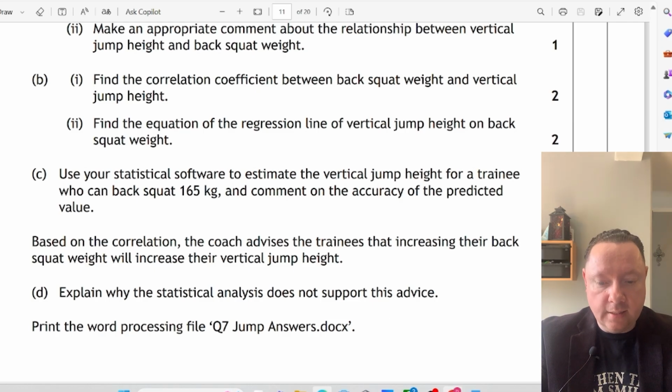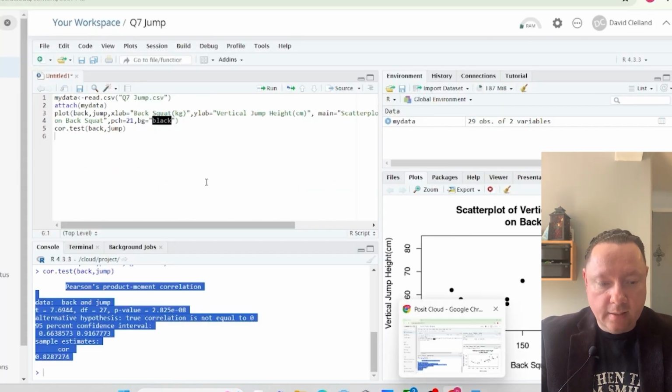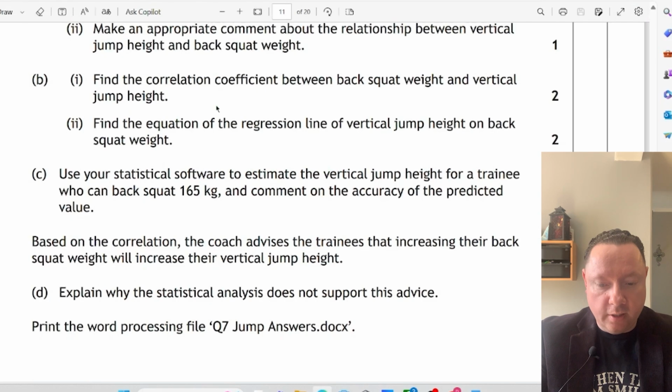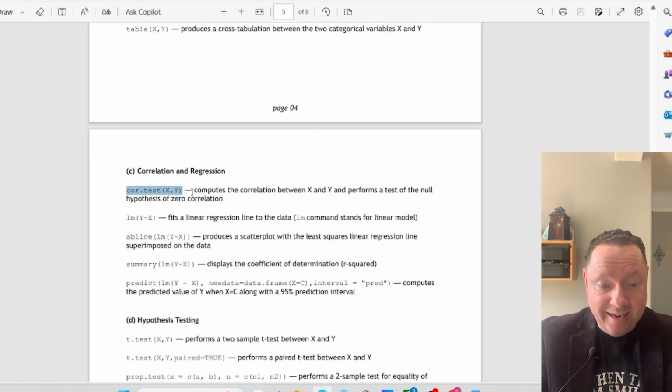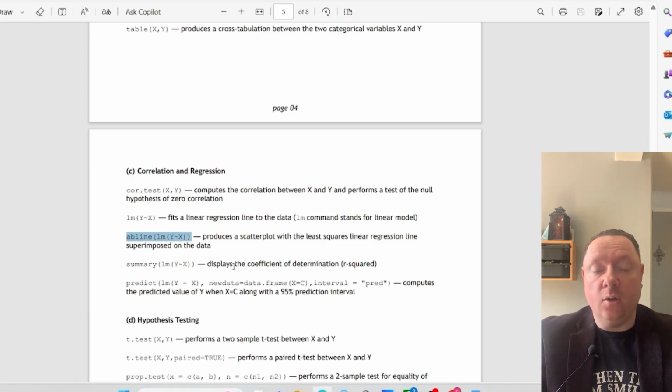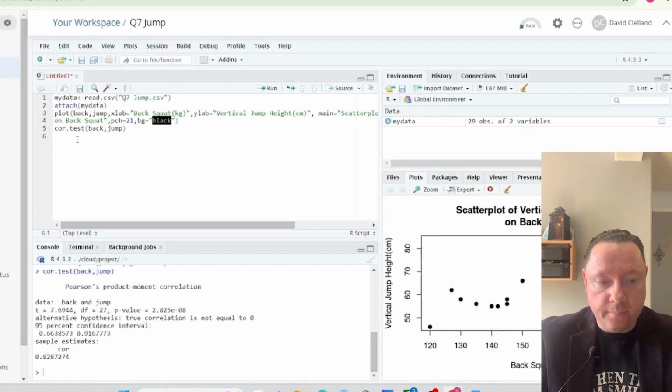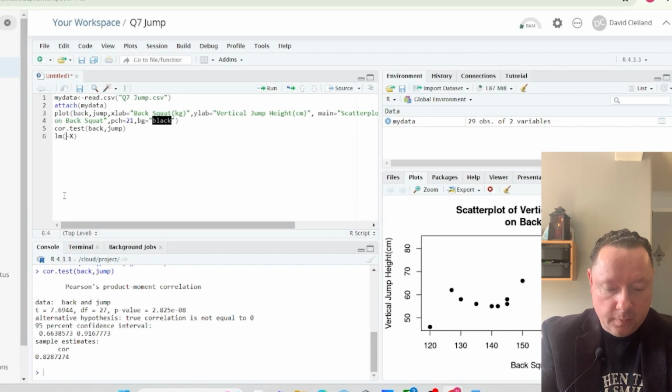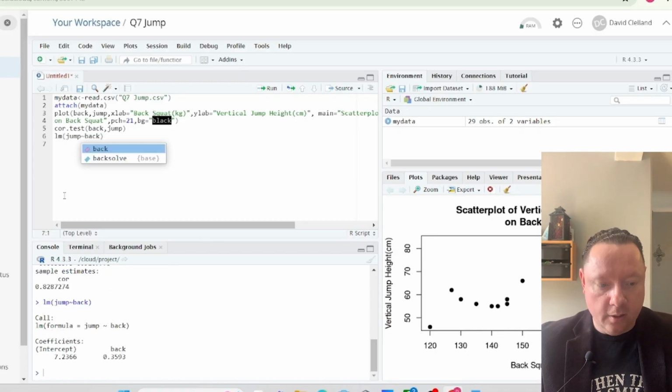Part 2, find the equation of the regression line of the vertical jump height on back squat weight. Okay, so we're back in. We want to find the equation of the regression line. So data booklet again. Now, abline puts the line on, but it doesn't give you the equation. It's lm that gives you the equation. So it's that one we want to copy. Y, remember, was jump. And X was back. Control Enter.